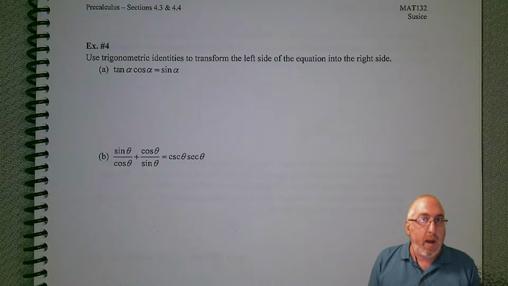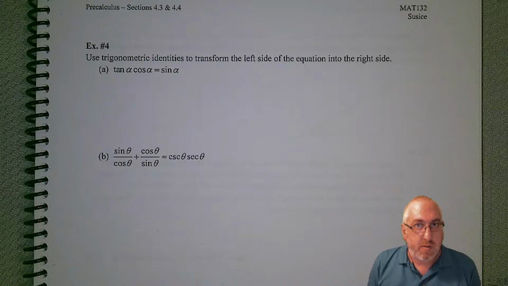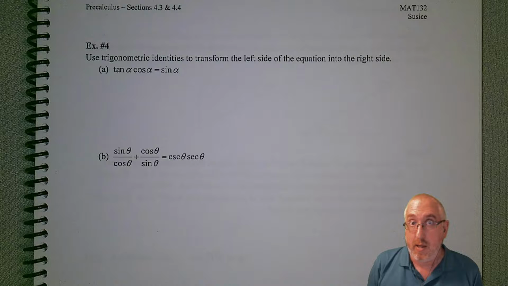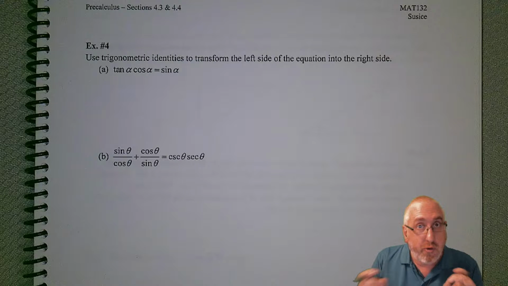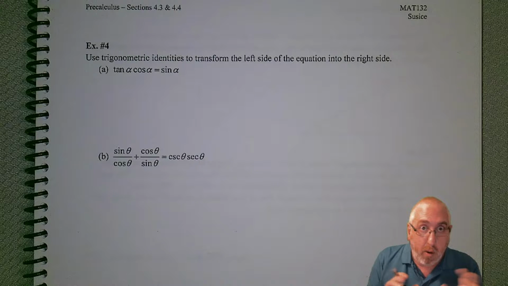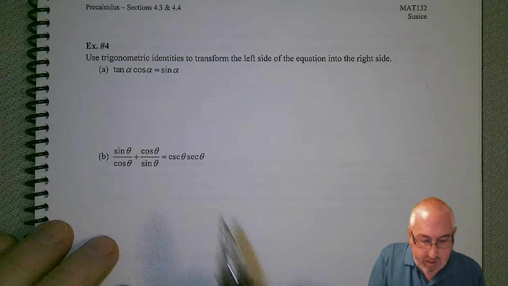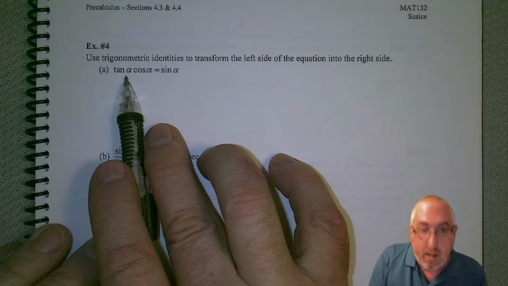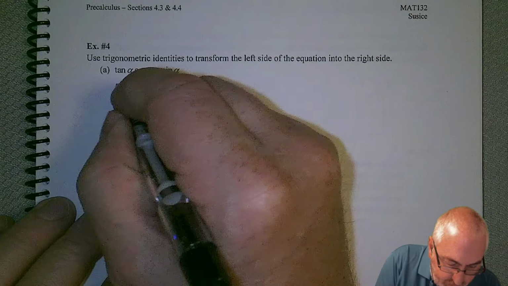Now, when all else fails, when you're talking about trig, one of the best tactics to kind of break a problem down is to change everything into sines and cosines. And if you do that, then usually you can start to see where things will cancel out and reduce down. So in this case, we already have a cosine and a sine here, so let's change this tangent into sine over cosine.